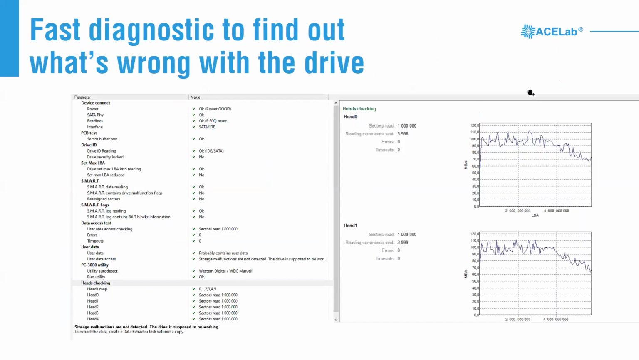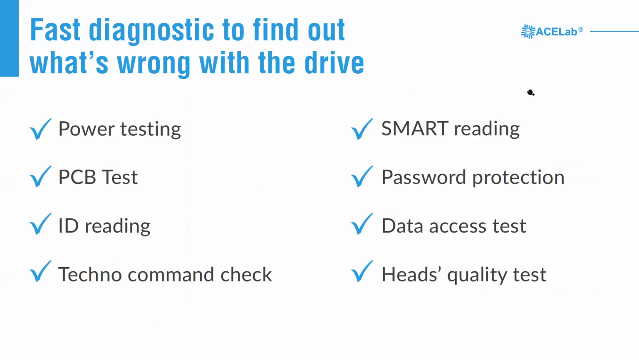And one of the most interesting things inside the easy mode is that with the help of easy mode, you can launch automatic diagnostics, which will check all parameters of the hard disk drive, like power testing, like PCB condition, like ID reading, like techno command checking. Is it possible to communicate with this drive in the technological mode? Also, it will analyze the SMART parameters of the drive, will show us whether we have password protection or not. It will check the surface of the HDD or SSD and will provide us some information. Can we reach access to the data, or do we have some corruptions, or bad sectors, or bad heads.